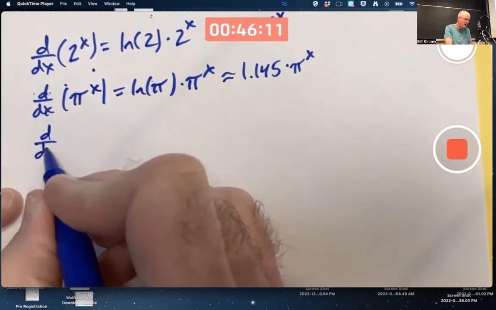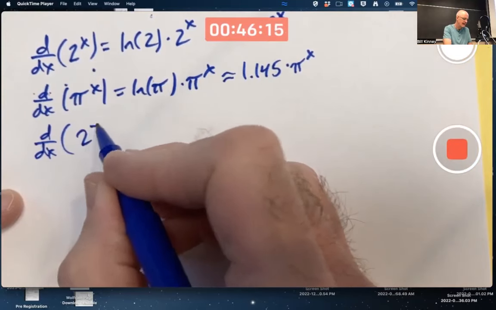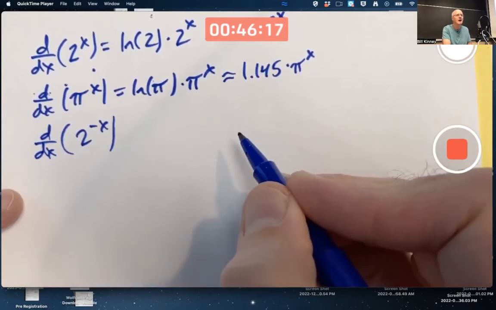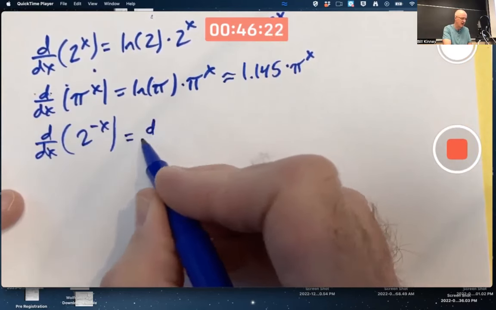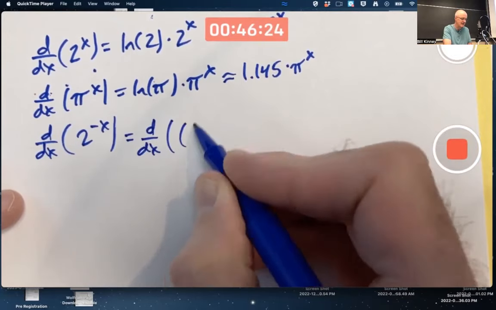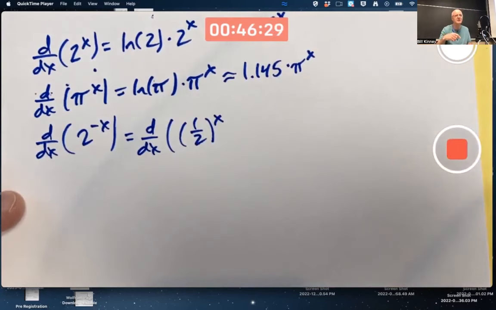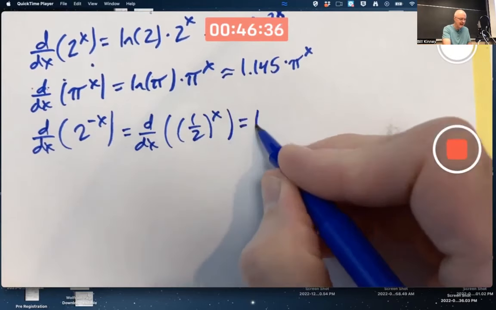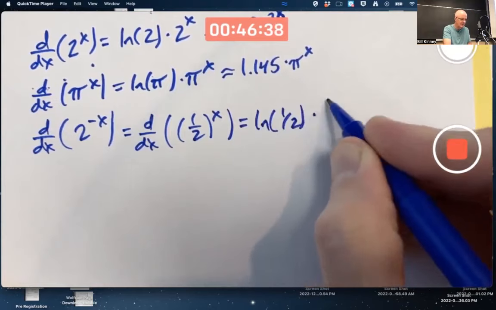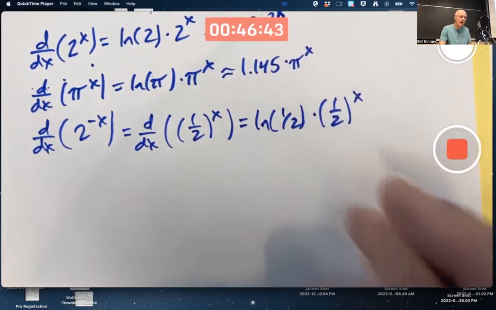How about 2 to the negative x? How can I do that if it's a negative x up there? I can use a property of exponents to write this as 1 over 2 to the x, which is the same as 1/2 to the x because 1 to the x is 1. And so the answer must be natural log of 1/2 times 1/2 to the x. Natural log of 1/2 is a negative number.